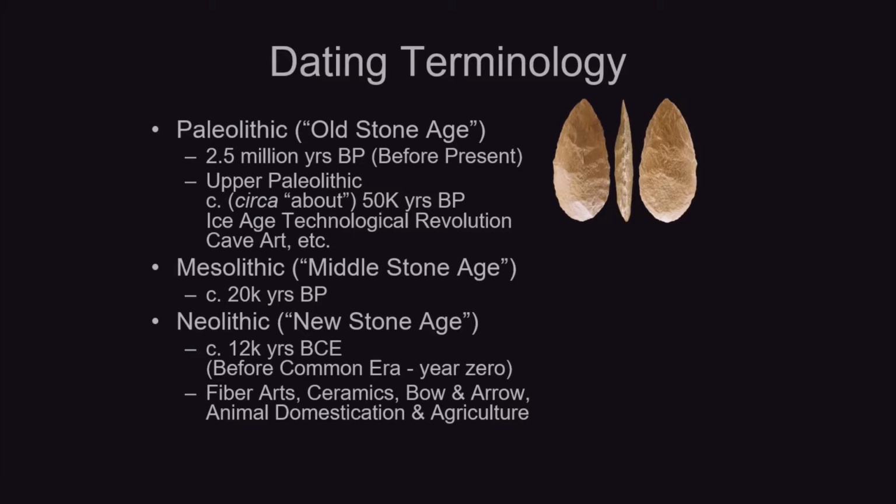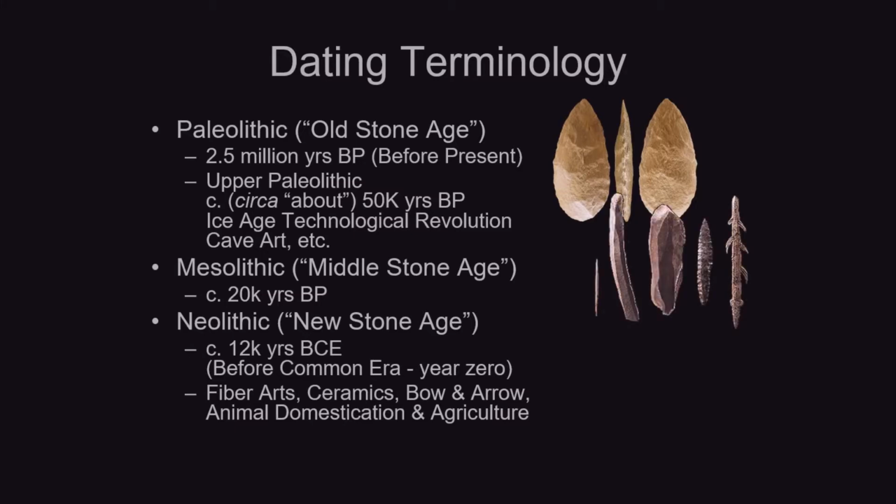The most significant period of the Paleolithic is the Upper Paleolithic. This is the very tail end of the Paleolithic, and it's about circa, and that's what circa means. It means about, in case you were wondering. Every time you see that little C with a period behind it, that means circa, or about, 50,000 years before the present. So this is the era of the Ice Age technological revolution with their needles, scrapers, bifacial blades, harpoons, etc. This is also the era of cave art.